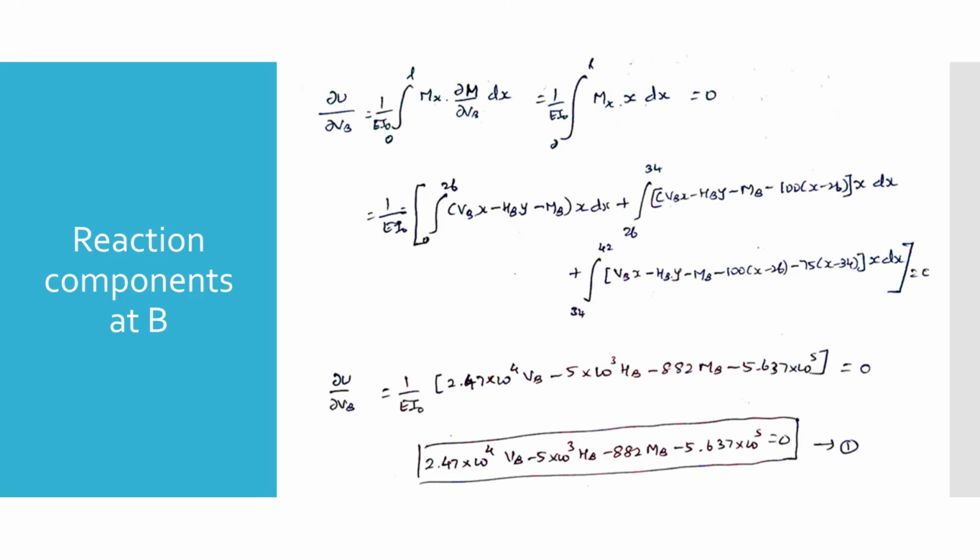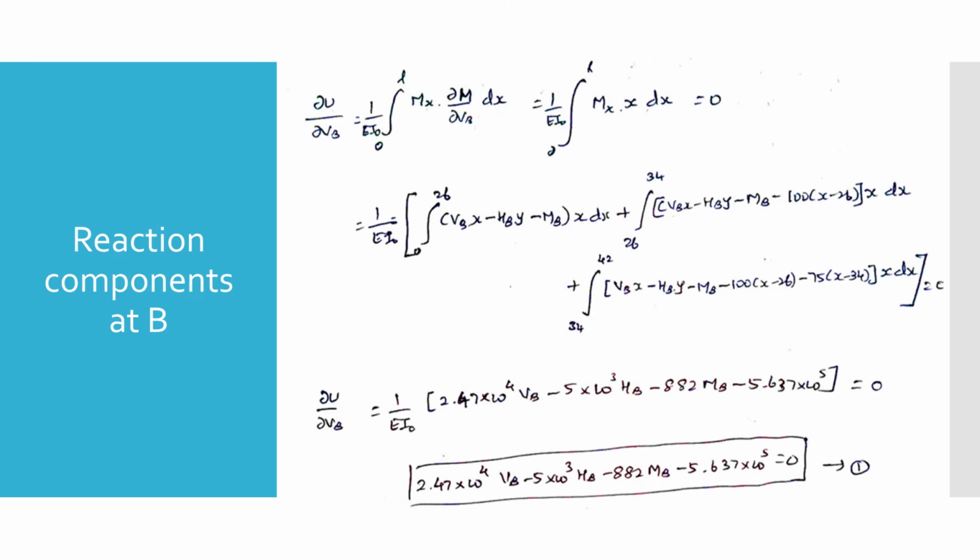This expands into 1 over EI0 times the integral from 0 to 42 of Mx times x dx, which equals 0. We integrate Mx times x across all three segment limits, 0 to 26, 26 to 34, and 34 to 42 meters. Evaluating these definite integrals leads to our first governing equation: 2.47 times 10 to the power of 4 VB, minus 5 times 10 cubed HB, minus 882 MB, minus 5.637 times 10 to the 5th equals 0.